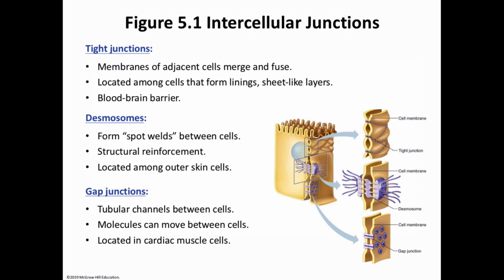And then lastly, we get to gap junctions. Gap junctions are just as they sound. They are tubular channels interconnecting individual cells, such as you find between cardiac muscle cells and even in the smooth muscle of the digestive tract. This allows ions and nutrients to pass, such as sugars, amino acids, and even nucleotides.